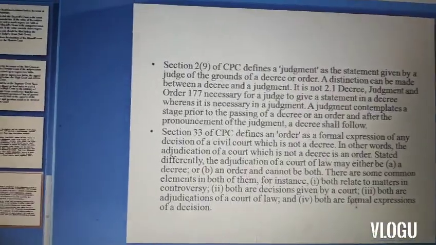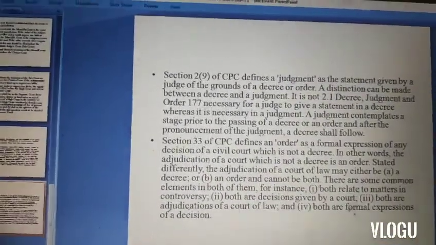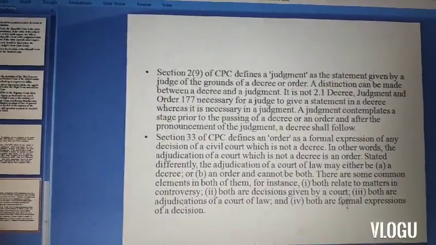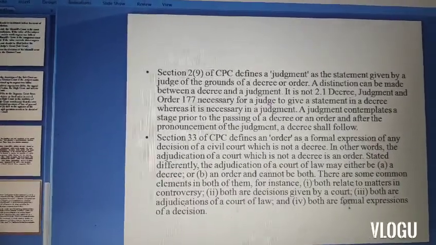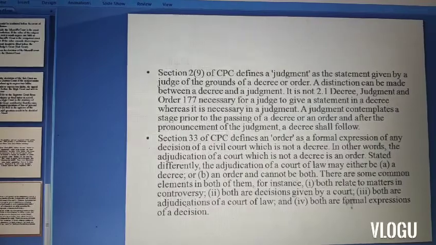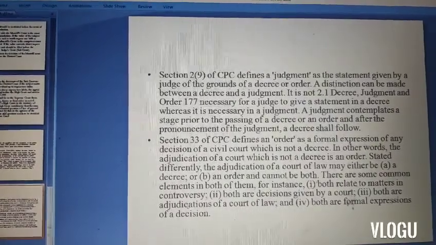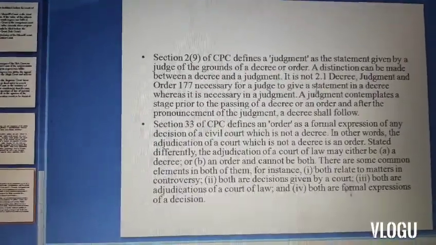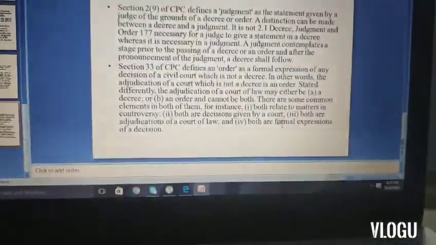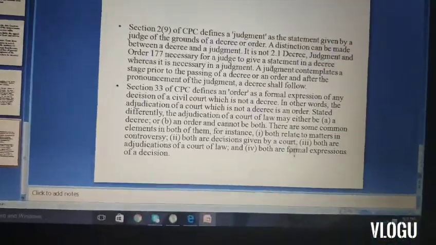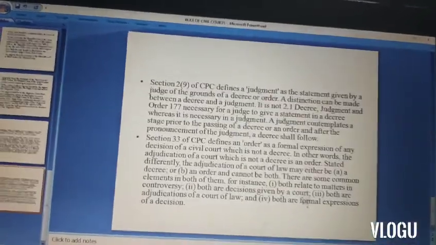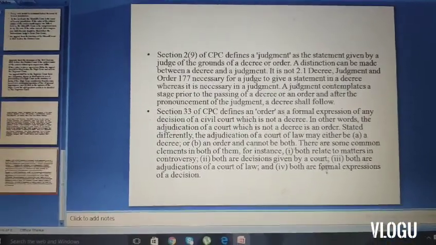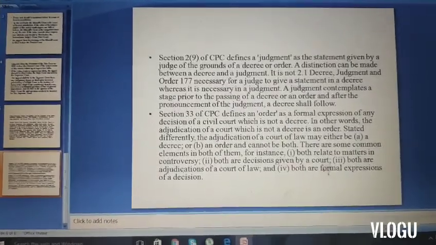Next, you see how the CPC defines judgment. Section 2(9) of the CPC defines judgment as the statement given by the judge of the grounds of a decree or order. A distinction can be made between a decree and a judgment. These three terms are totally different. Section 2(9) of the CPC defines a judgment as a statement given by the judge of the grounds of a decree or order, and Section 2(14) of the CPC defines an order as a formal expression of any decision of a civil court which is not a decree. In other words, the adjudication of a court which is not a decree is an order.